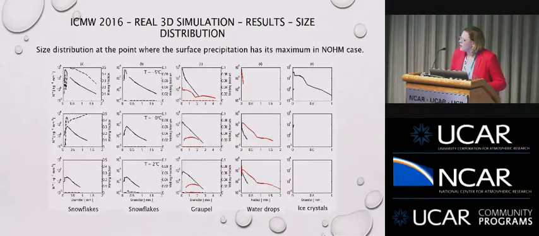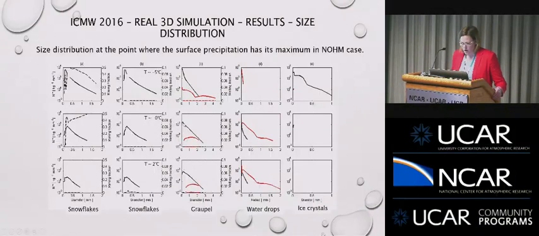It's a little busy figure, so I will give you some explanation. This is the size distribution at the point where the case without Hallett-Mossop has its maximum surface precipitation. The first column shows the snowflakes and snowflake riming. The dashed line shows the riming fraction. The second column shows the snowflakes and melting of snowflakes. The third is the graupel size distribution and the melting of graupel particles. Because the dashed lines are close to 0, it means there's no melting.